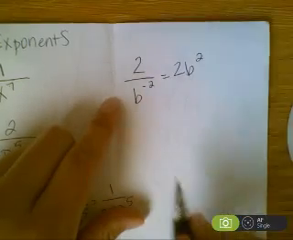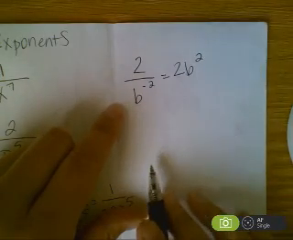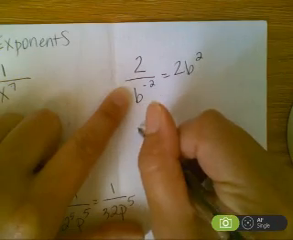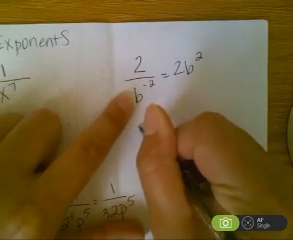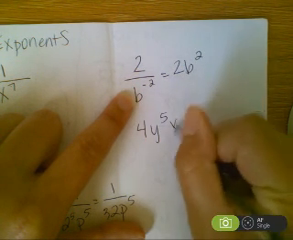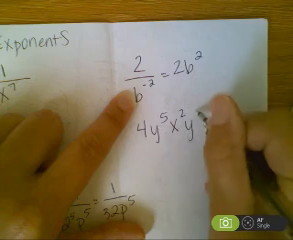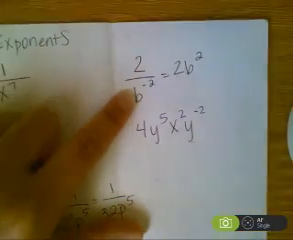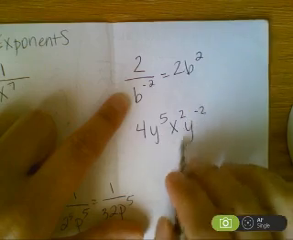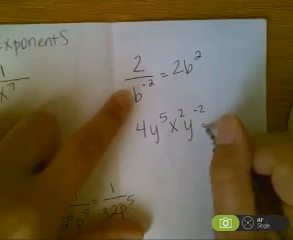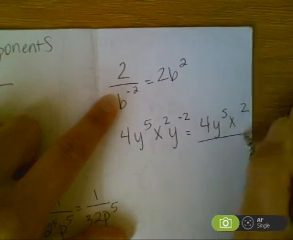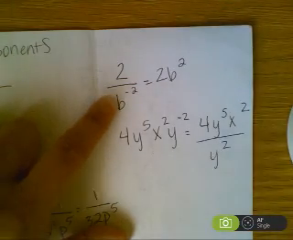Now, sometimes you'll be given a problem with negative exponents where there's going to be some simplifying. If you take a look at this example right here, 4y to the 5th x squared y to the negative 2nd power. Okay, if I wanted to simplify this, I would start by bringing my negative exponent to my denominator, so this becomes 4y to the 5th x squared over y squared.